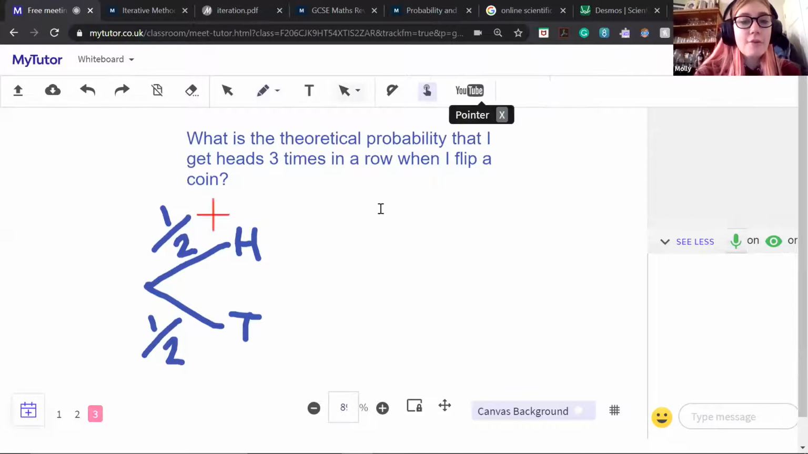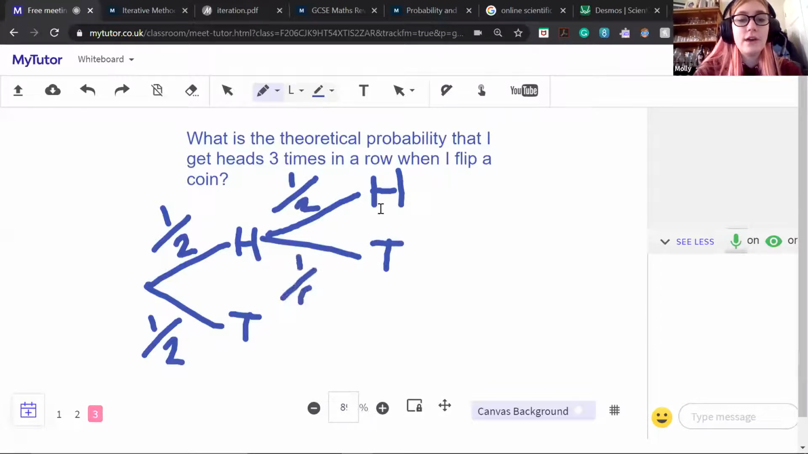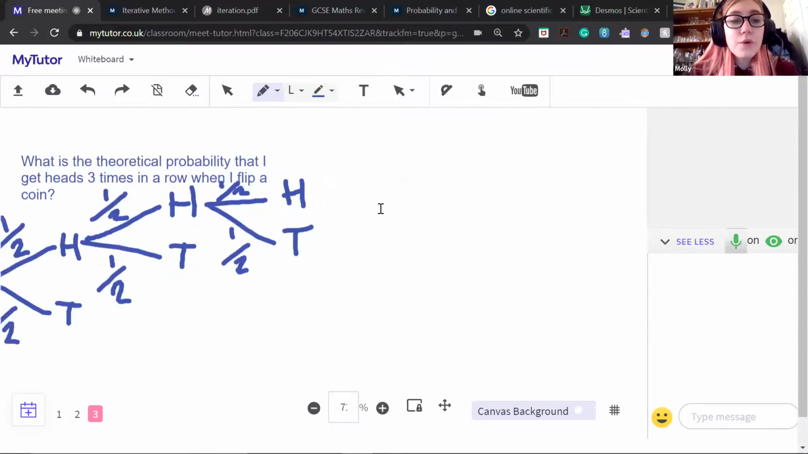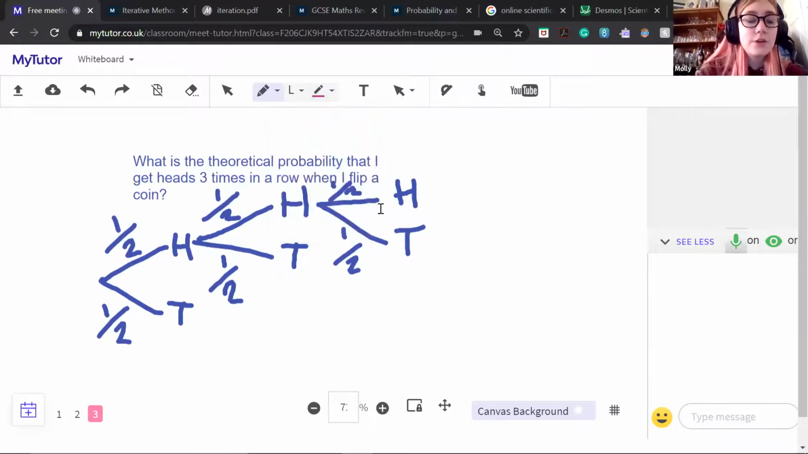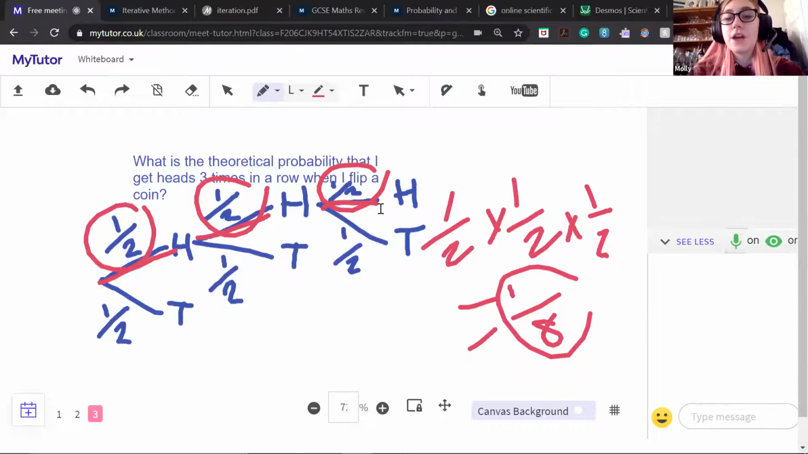Now, we only actually care about following this branch right now because we're just thinking about flipping heads 3 times in a row. So once I've flipped heads, what can I do? I could either flip heads again, or I could flip tails. Each has a probability of a half. And then again, when I flip heads again, I can get heads or tails, and each has a probability of a half. What you do on these probability trees is you trace the route that you want. So what we're looking at is heads, heads, heads. You see what the values are, and you multiply them. So a half times a half times a half gives us 1/8, which a couple of you did get.